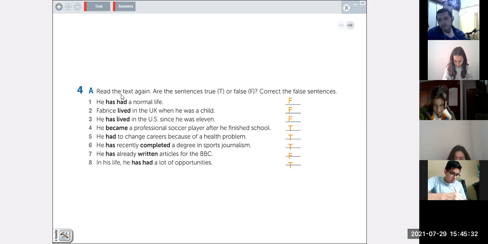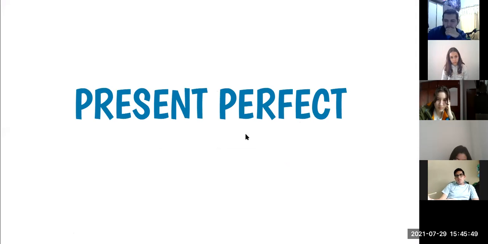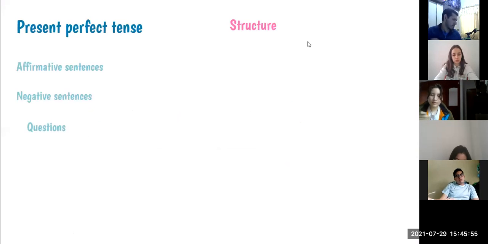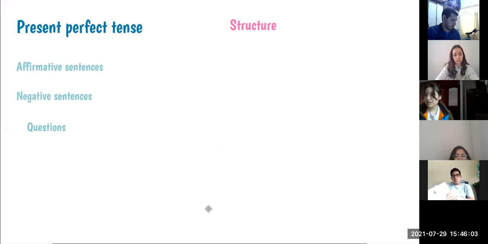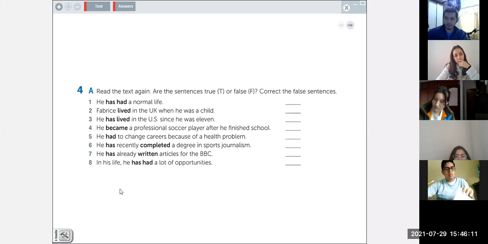Okay, so we are going to check what the differences are between these two tenses. I want you to look at these sentences and help me with the structure of these tenses. Let's go first with the present perfect. We have affirmative sentences in your exercise. What is the structure of the present perfect tense? For example, sentence number 1 or 5 or 6, 7, 8, 3.